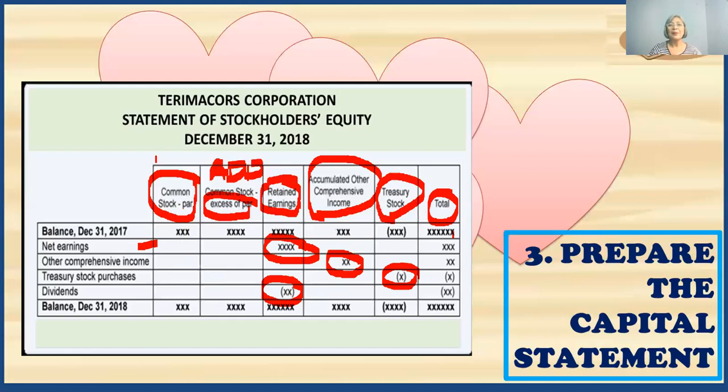So, magkaiba ang stockholders' equity ng corporation sa partnership and sole proprietorship. Sa partnership and sole proprietorship, makikita mo pa yung pangalan ng mga owners. Pero pagdating sa corporation, hindi mo na makikita yung pangalan dun sa financial statement. Makikita mo na lang yung pangalan ng mga owners dun sa stock and transfer book. Kasi doon nakalagay yung mga pangalan ng bumili ng shares of stock.